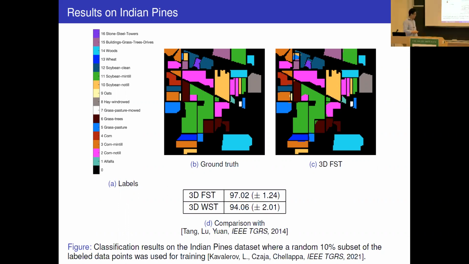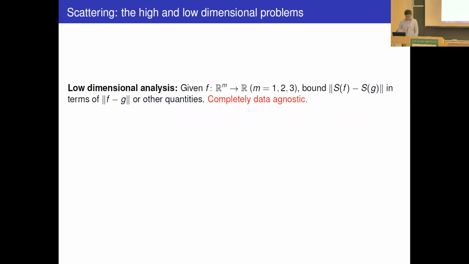Okay, so again, this isn't really a competition. That's not what I'm trying to get into here. But what I'd like to talk about is this final part. For anybody who does scattering, there's this kind of elephant in the room, which is why does it even work? And so far, the scattering theory pertains to low dimensional analysis. So given a function f on R^m, m here we should think of as a small number, 1, 2, or 3: 1 for audio, 2 for images, 3 for hyperspectra, etc.